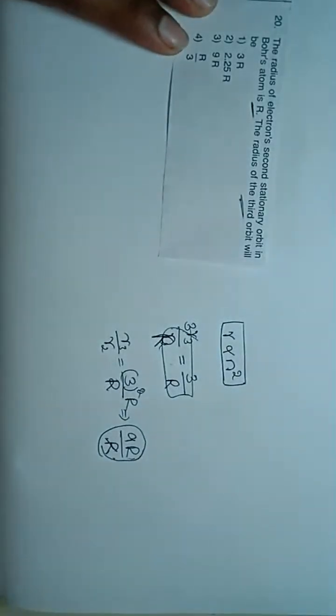They are asking in terms of r, so the option will be the third one. The basics is that the radius is directly proportional to n square.